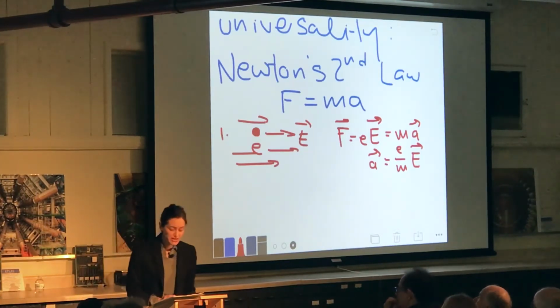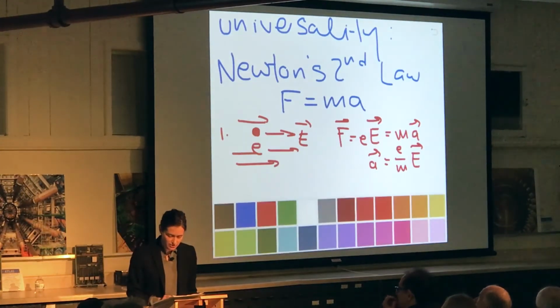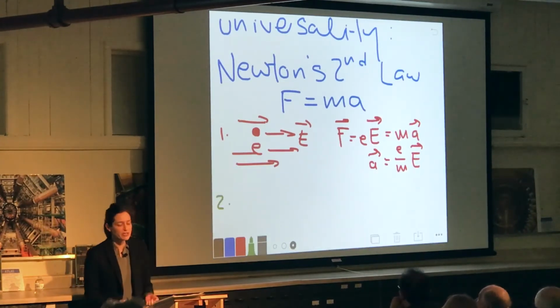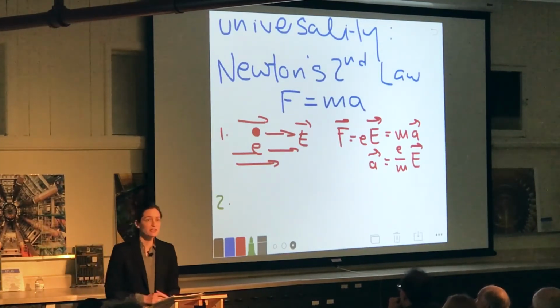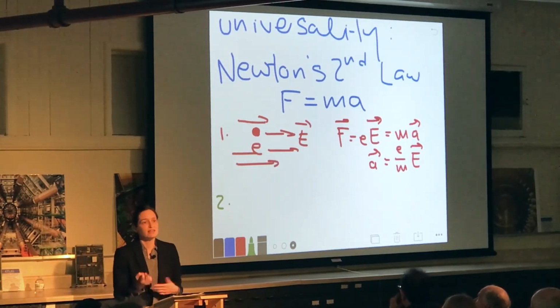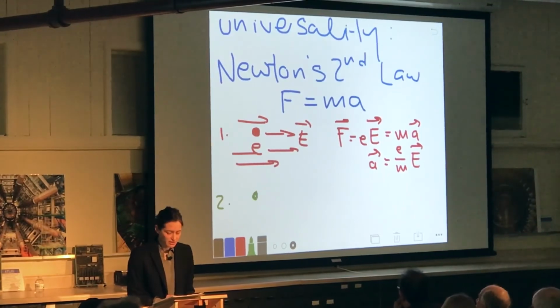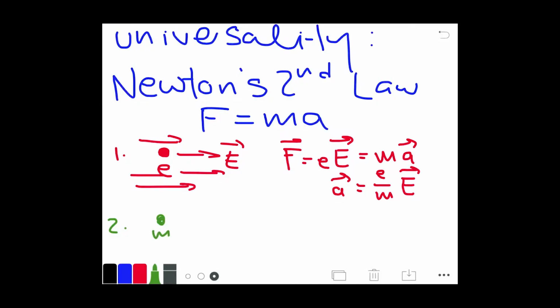But now we can do the exact same thing with gravity. Let's use a different color. Now, instead of putting a point charge in an electric field, I'm going to put a point mass in a gravitational field. I'm going to have a little object that has some mass m, and I'm going to put it in a gravitational field, say, that points downward. We can think of this as being like the Earth's gravitational field near the surface of the Earth. So this is a point mass in some gravitational field g.